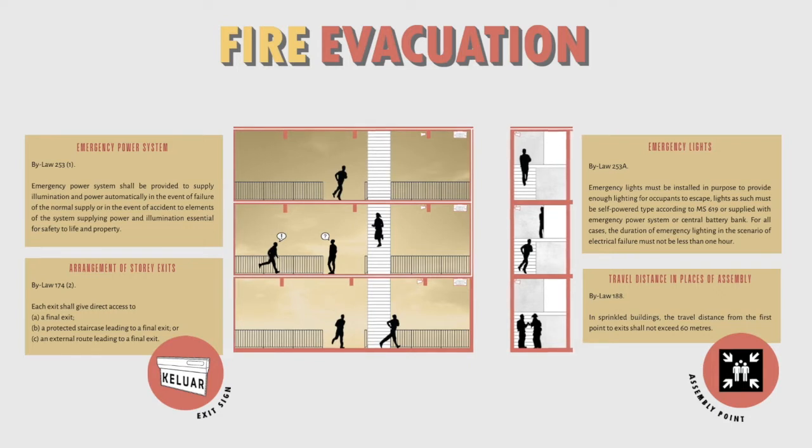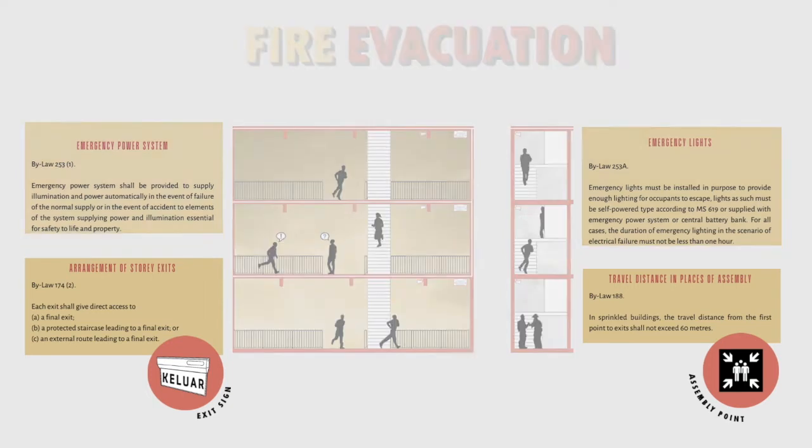Travel distance in places of assembly, by Law 188, in sprinkled buildings, the travel distance from the first point to exit shall not exceed 60 meters.